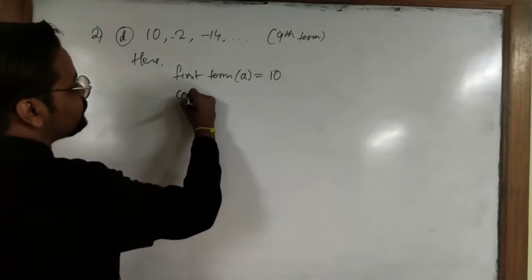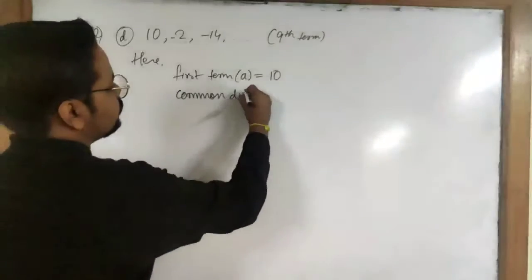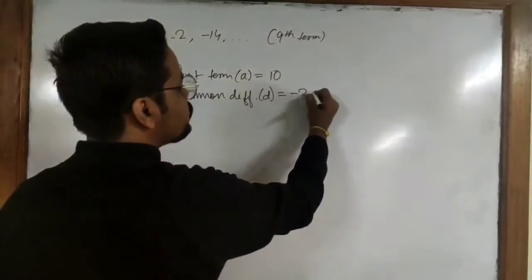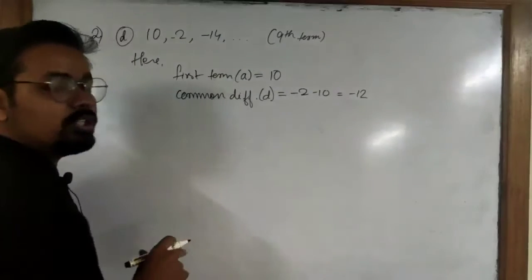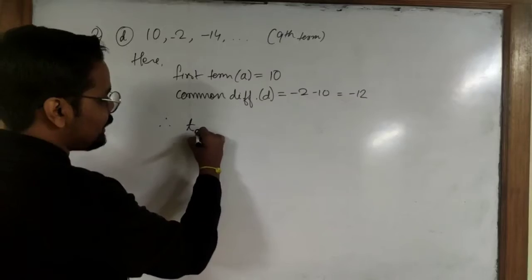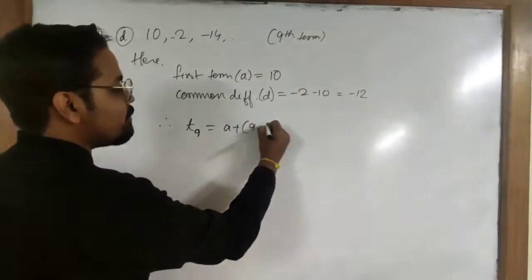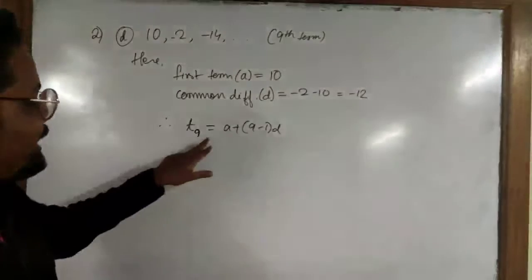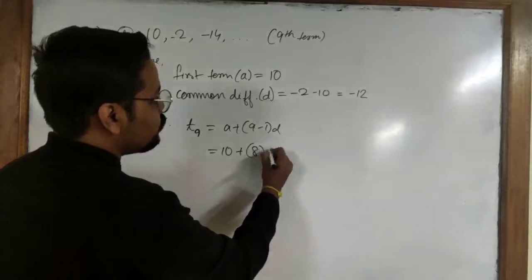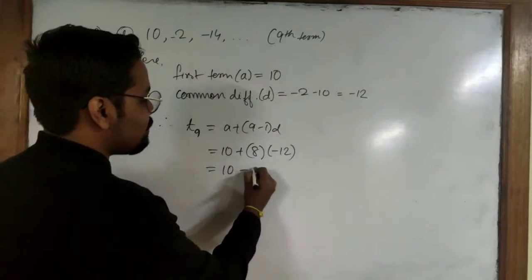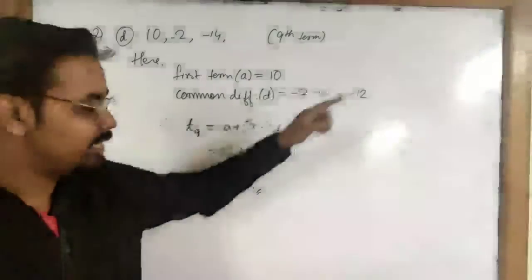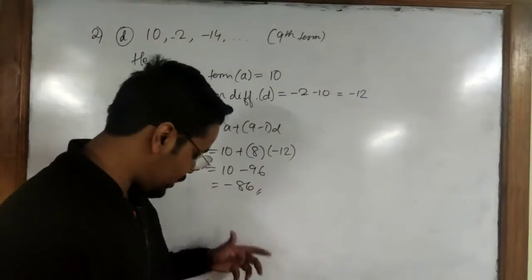What is the common difference? Common difference d will be equal to second term minus first term. So it is minus 2 minus 10, that is minus 12. So we have to find the 9th term, that means we have to find T9. So therefore T9 will be equal to a plus 9 minus 1 into d, n minus 1, so n is 9. What is a? A is 10 plus 8 into d, d is minus 12. So it is 10 minus 96, which is minus 86. So the 9th term of this AP is going to be minus 86. So that's how you solve this one.